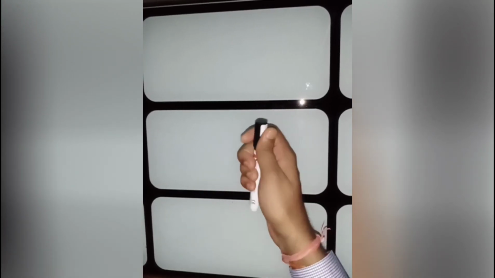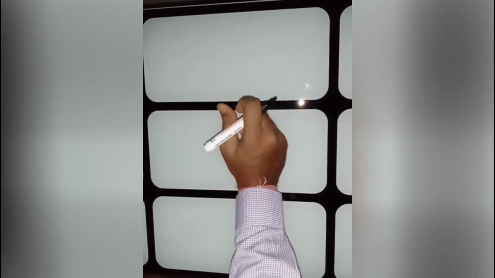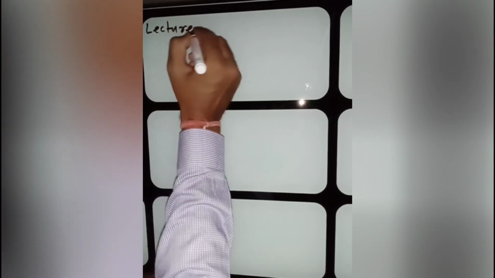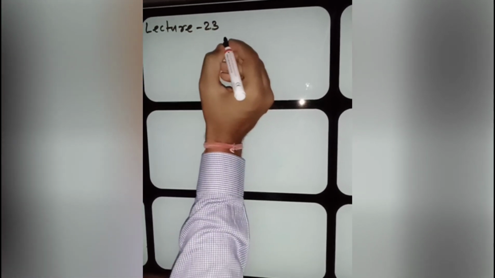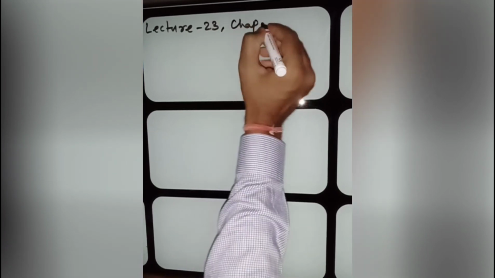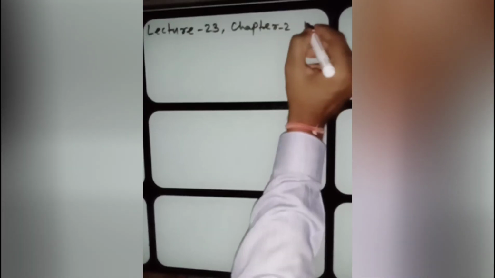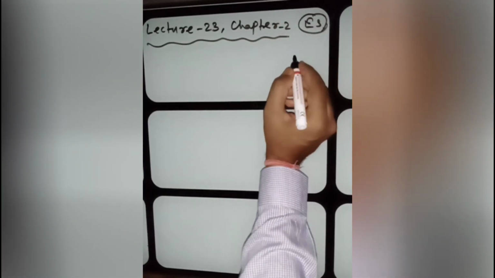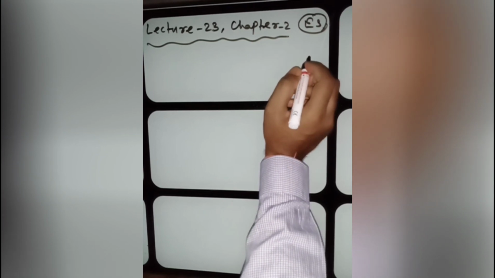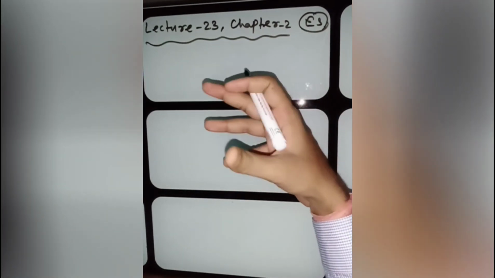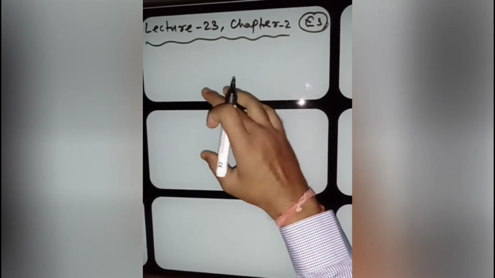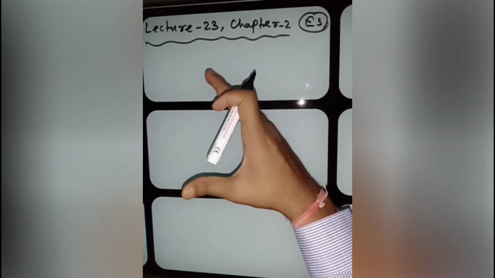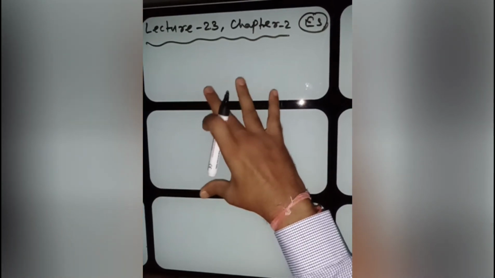Hello, my dear students. Today we are in lecture number 23 of chapter 2, electrostatics section. My dear students, today we will start with types of capacitor and their capacitance, how we can find capacitance. In very detail, we have studied about the capacitance, what is capacitance, its SI unit, etc.